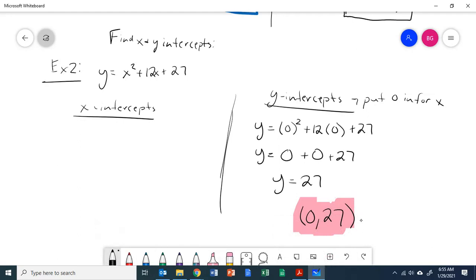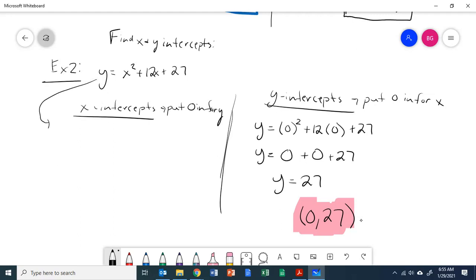All right. Now, going on to the x-intercepts. We know we're going to have to use the zero product property, and we're going to have to put 0 in for y, because we know our y value is going to be 0. So let's go ahead and do that down here.